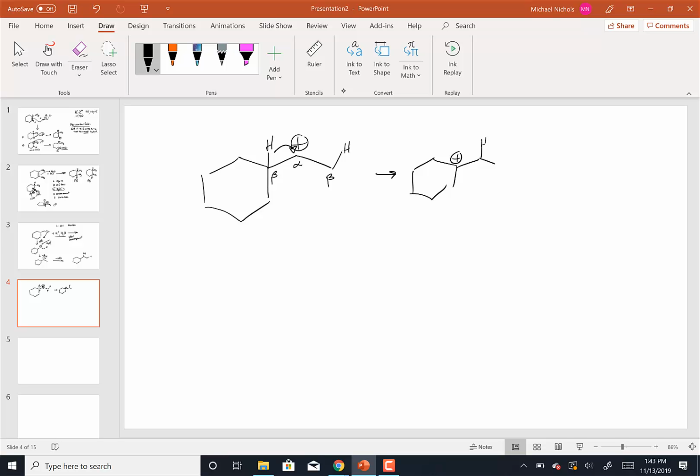So these reactions can undergo carbocation rearrangements, just like SN1s can, just like E1s can. What happened to the hydrogen? It's still there. Like the one that we added to get rid of the double bond? It's still there. Which one is it? Doesn't matter. It's still there.